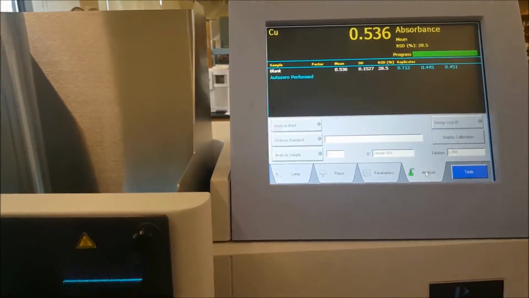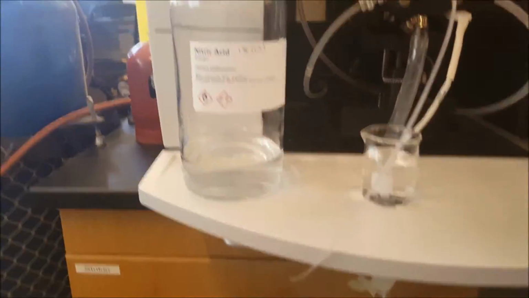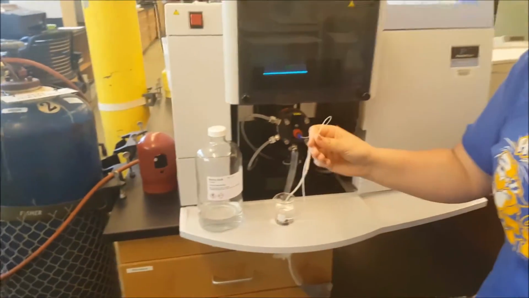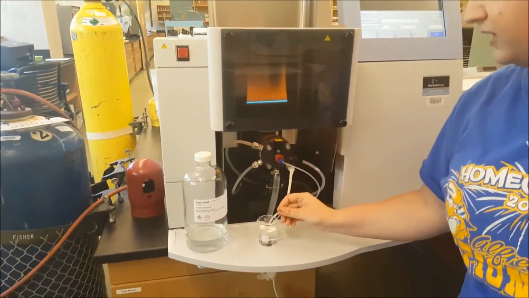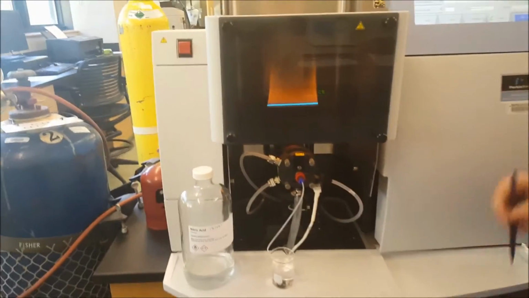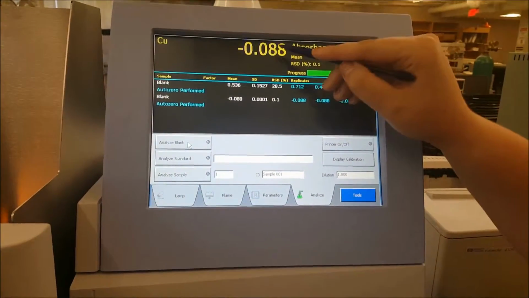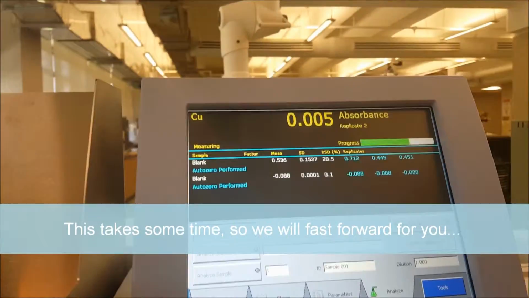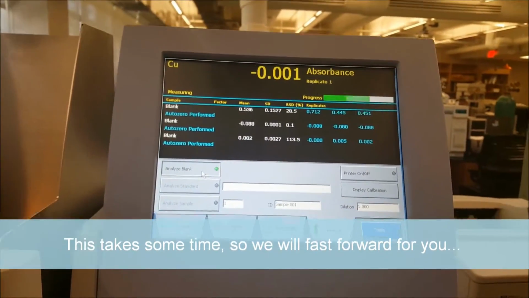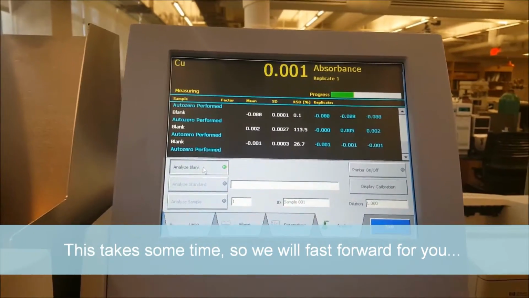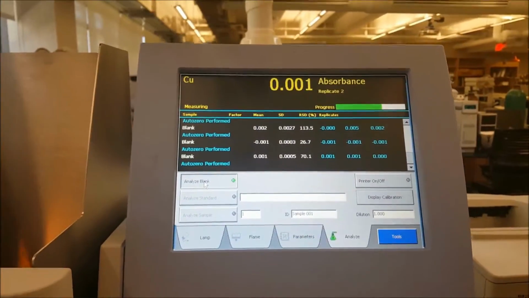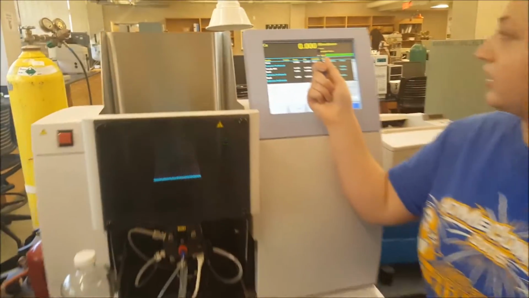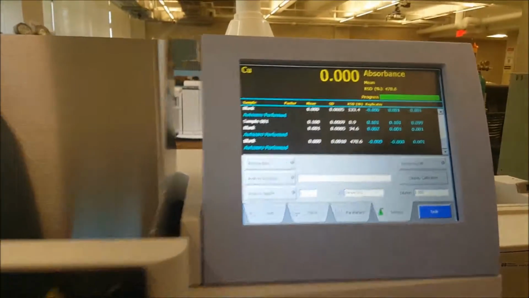And first we're going to analyze our blank, which is just 1% nitric acid. We're going to take the capillary tube and set it in our blank. I'm going to press analyze blank. Okay, so we want to analyze our blank until this number here is 0. I'm going to do it again. Okay, so now our blank is at 0. I'm going to take the capillary tube out.